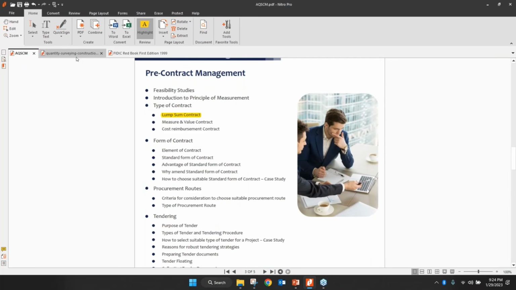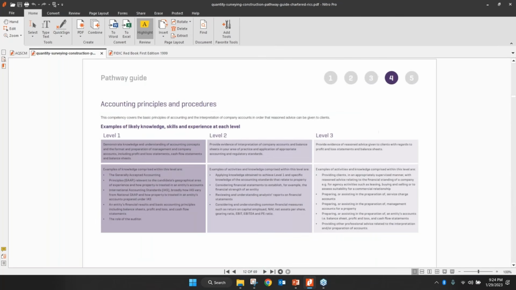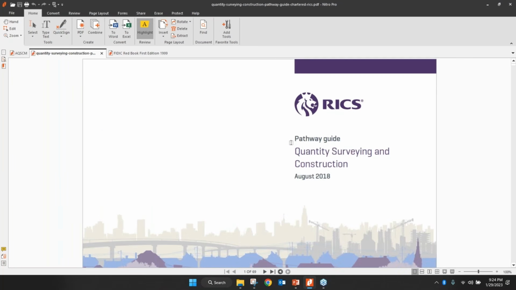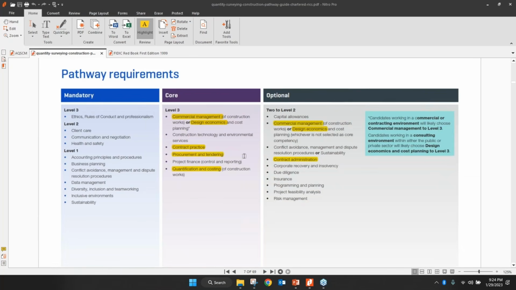This is the RICS pathway guidance notes. You can download it from the website. Here, if you can see, there are 19 competencies. Look here: mandatory, core, optional. How many mandatory do we have? If you count, it will be 11. The core you have to do 6, and the optional you have to take 2. Now that is not a matter. Let's go to the subject.